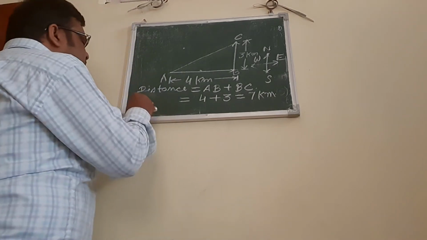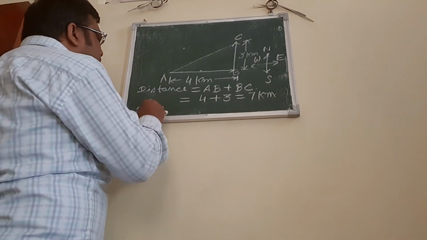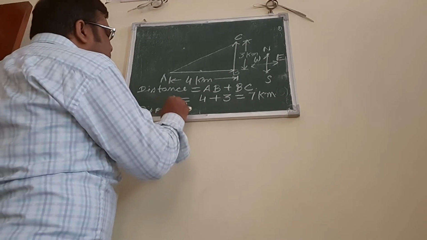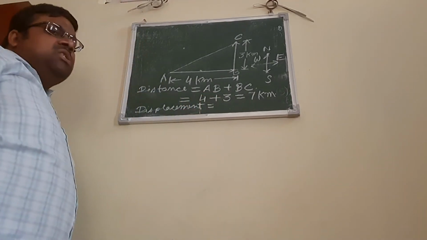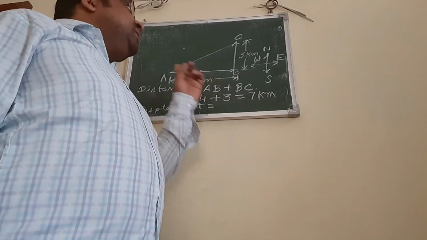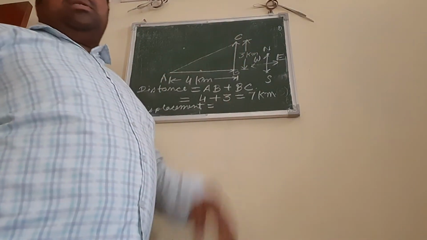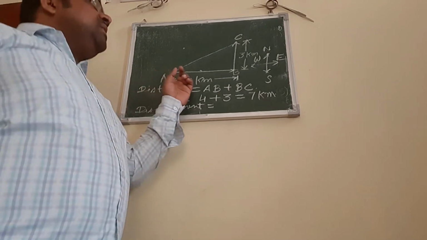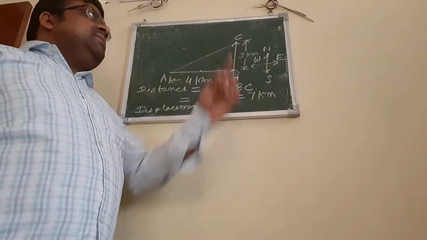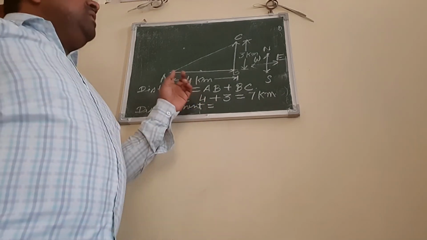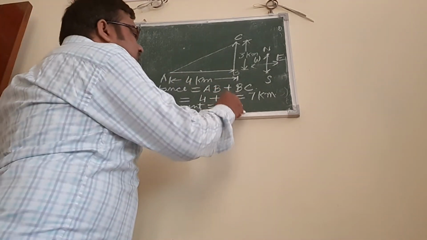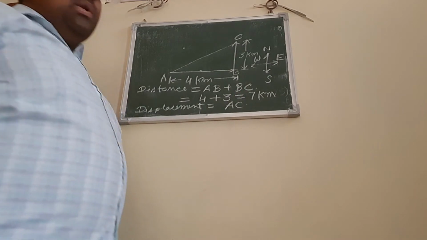Next, displacement. What will be the displacement? There is one more definition for displacement. It is the shortest path between the initial and the final position. So here the initial position is A and the final position is C. What is the distance between them? We have the distance is AC. So we have to calculate AC.